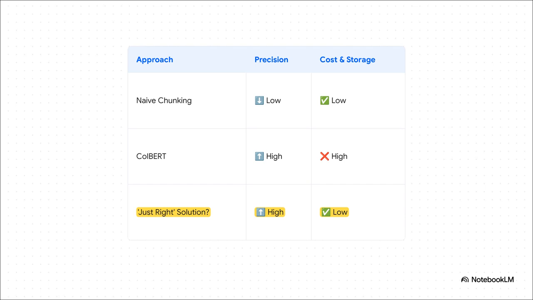On one side, you've got the too cold porridge, naive chunking. It's cheap and easy, but as we just saw, it can be pretty inaccurate. Then, way over on the other side, you have the too hot option, a really powerful technique called ColBERT. It's amazingly precise, but whoa, the cost can be insane. And that leaves this big empty space right in the middle for, you guessed it, our just right solution.